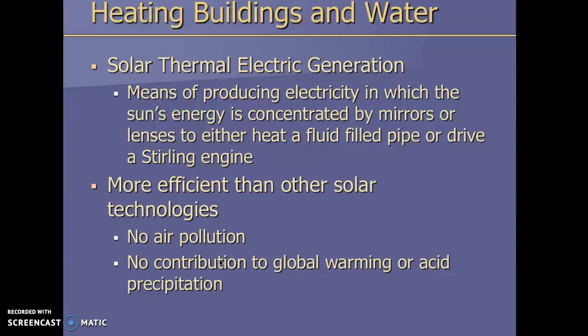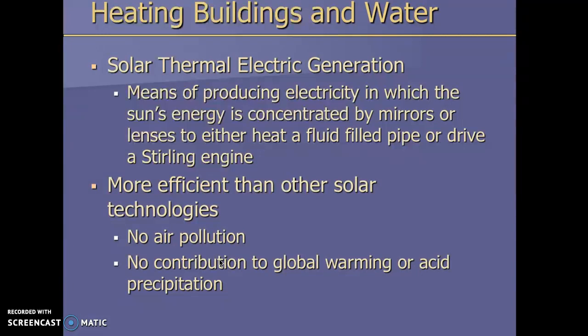A solar thermal electric generator makes electricity. The sun is concentrated either by using mirrors or lenses, and it's going to heat a fluid-filled pipe, which will drive a Stirling engine. Or instead of a fluid-filled pipe, it could also heat up salts, not like the salt that we think of traditionally, like we would use in our food, but salts that store that heat, and it still then heats up a fluid-filled pipe.